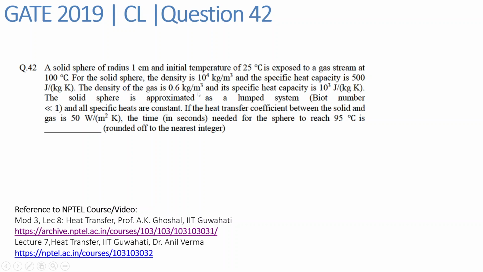The density of the gas is 0.6 kg per meter cube and its specific heat capacity is 10 raised to 3 joule per kg Kelvin. The solid sphere is approximated as a lumped system and all the specific heats are constant. If the heat transfer coefficient between the solid and the gas is 50 watt per meter square Kelvin, the time in seconds needed for the sphere to reach 95 degrees Celsius is dash.